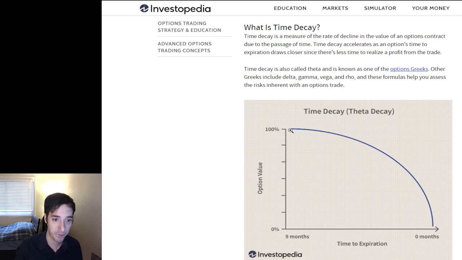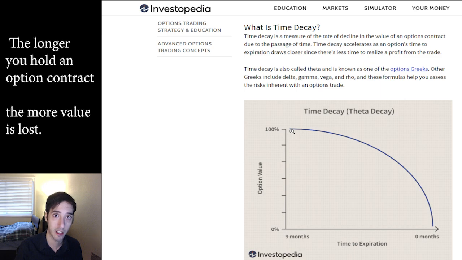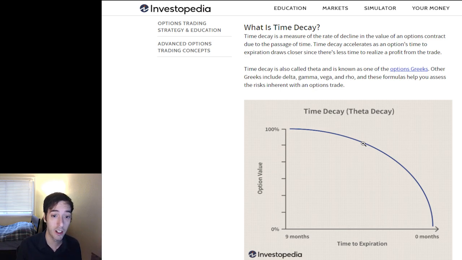That means 9 months, you have 100% of the value. Maybe a couple months in, 2-3 months in, well, now you're probably at about 90% of the value, because the stock didn't go up. It didn't go down, but it also didn't go up. And just because of the passage of time, you already lost 20% of the money that you paid for this contract. If you hold it longer, guess what? It ramps up and accelerates.